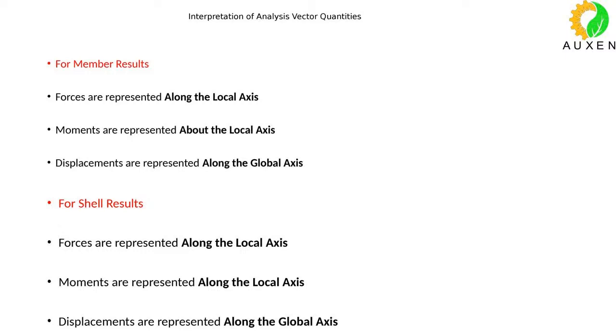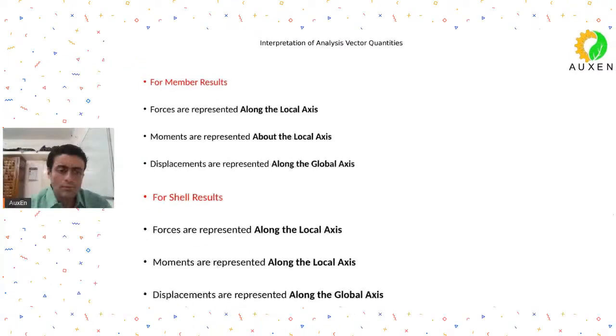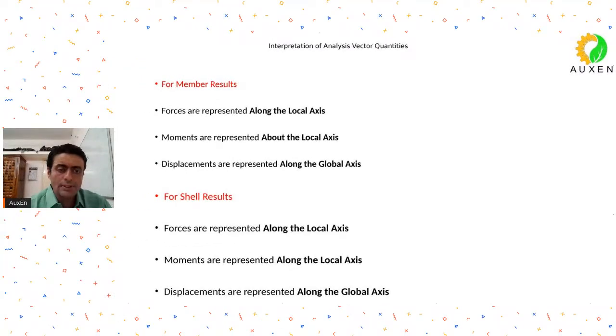For shell elements, forces are once again represented using the local axis, but moments this time are represented using the local axis, and that is along the local axis, not about. In frames, it was about the local axis, but in shells, moments are represented along the local axis, not about. So that is a major and important distinction that you need to understand. And displacements once again are represented along the global axis.